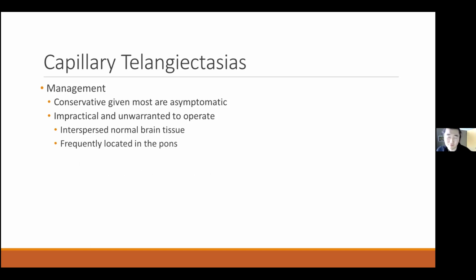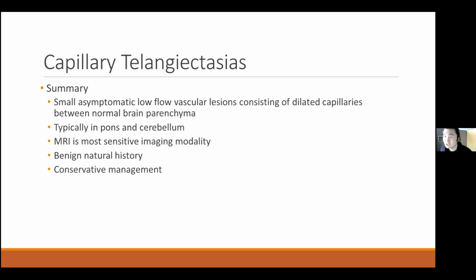They aren't really appropriate for surgical resection anyway, because like I mentioned, given the way they're structurally generated, they are interspersed between normal brain tissue. So it's pretty high risk for surgical removal, and also they're in a high-stakes real estate area in the pons. So in short, capillary telangiectasias are low-flow vascular lesions. They consist of dilated capillaries between normal brain parenchyma, typically in the pons and the cerebellum. MR is the most sensitive imaging modality, and they have a pretty benign natural history. And because of that, the management is conservative.